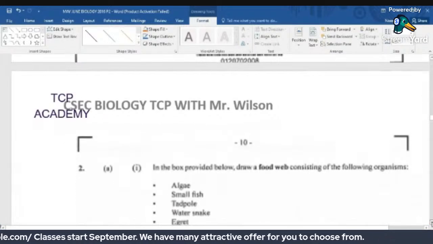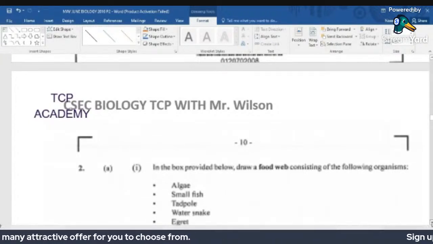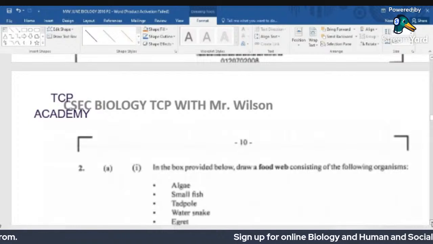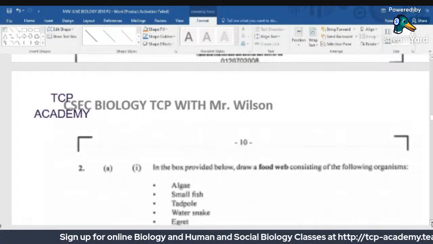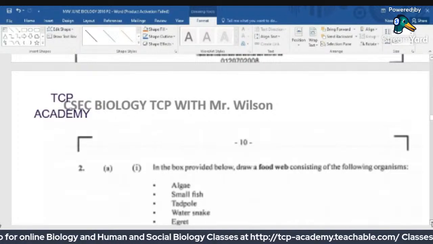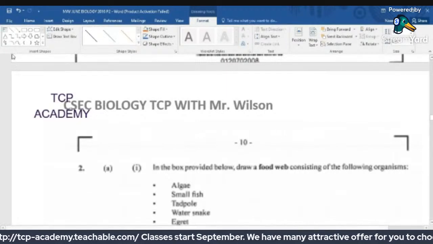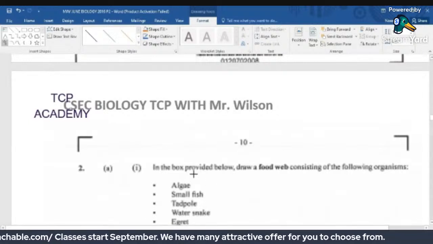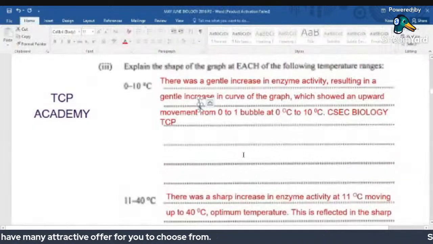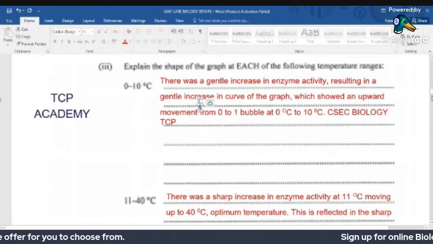Here we are looking at question number 2 (a)(i). It has many sections, and in the box provided below, we're supposed to draw a food web consisting of the following organisms: the algae, the small fish, the tadpole, the water snake, and the egret. Now, in doing this, we want to start by identifying the trophic level. So we know that algae is going to be in the first trophic level.